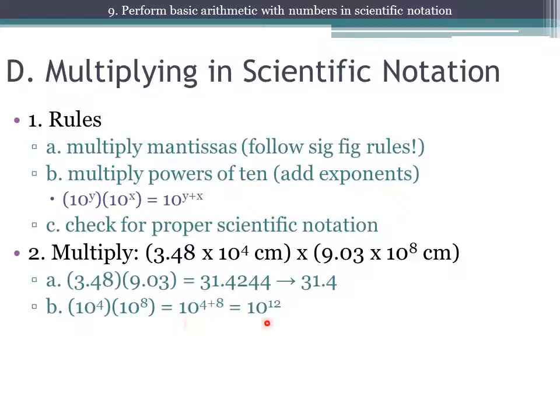Well, that would be 10 to the 12th, because 4 plus 8 is 12. So now we have an answer of 31.4 times 10 to the 12th centimeters squared. Notice our scientific notation here, the decimal is not in the right spot. Need to move it to the left 1 place. That will make my exponent bigger. So my answer is 3.14 times 10 to the 13th centimeters squared.